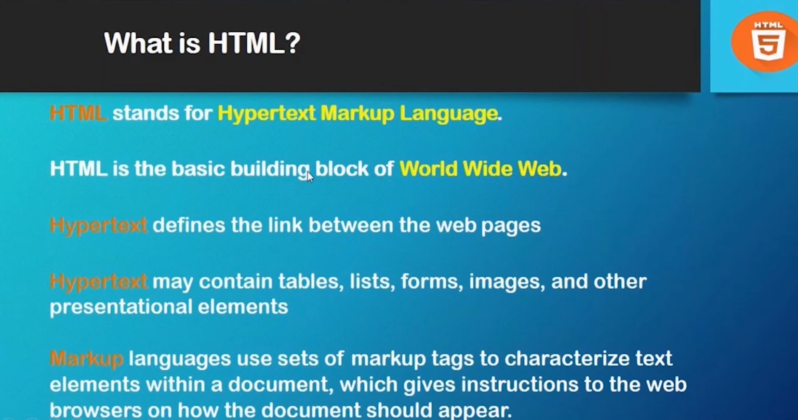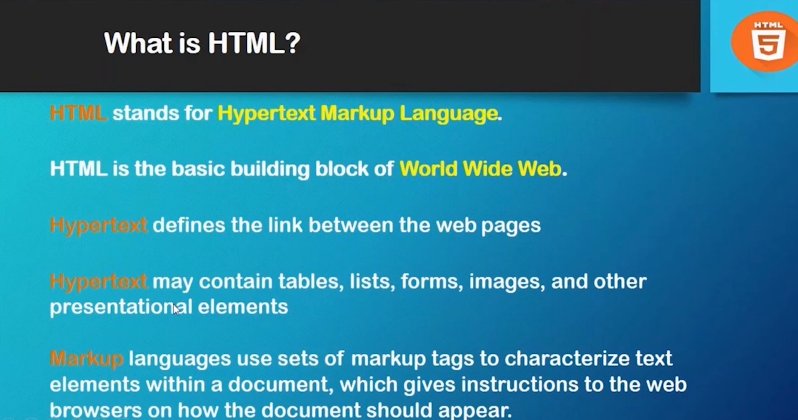HTML stands for Hypertext Markup Language, and HTML is the basic building block of the World Wide Web. Let's see the full form. What does hypertext mean? The first word is hypertext. Hypertext defines the links between web pages. Normally in any website we can see different kinds of pages, right? Login page, home page, registration page. The navigation from one page to another is what we mean by hypertext.